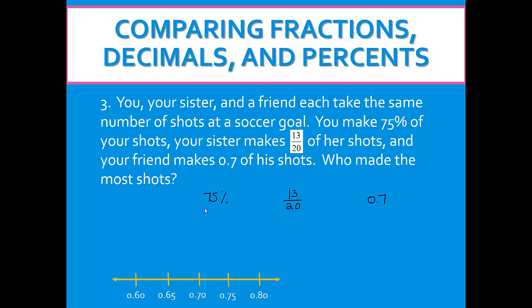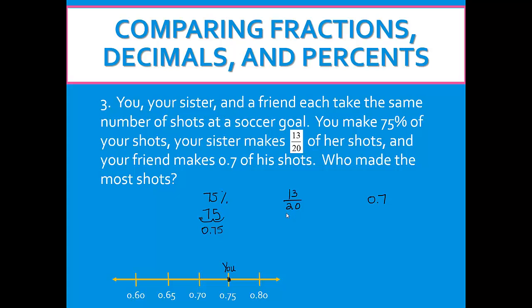So let's start with 75%. In order for me to convert a percent to a decimal, I move my decimal 2 places to the left. So my decimal is currently behind the 5, and I'm moving it up 2 places to the left. So 1, 2, puts it in front of my 7, and that gives me 0.75 or 75 hundredths. So on my number line, I can go ahead and plot 75 hundredths, and that represents you.